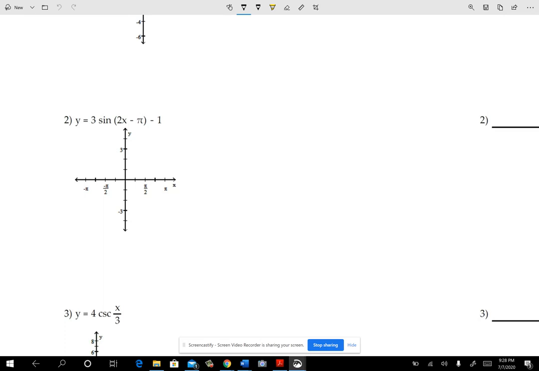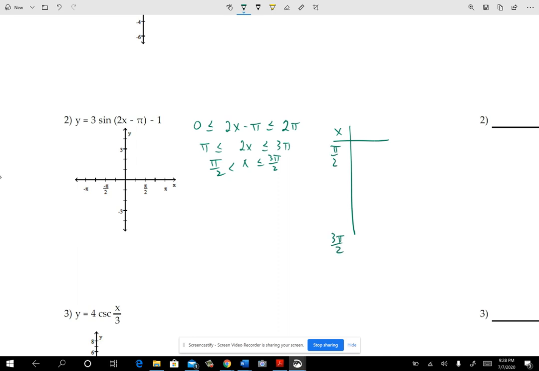So here, I'm going to want to take the 2x minus pi. This is a sine graph, so I'm going to put it between 0 and 2 pi. I'm going to solve it for x. And so I get my starting and my ending points for my 5 key points. It's pi over 2 for my starting, 3 pi over 2 for my ending. And then it might help to look at that to see where you're going to be.